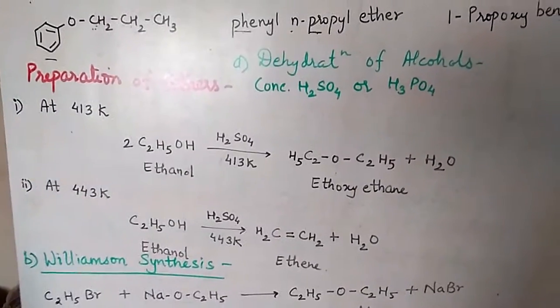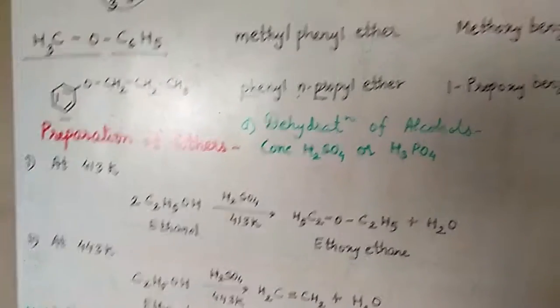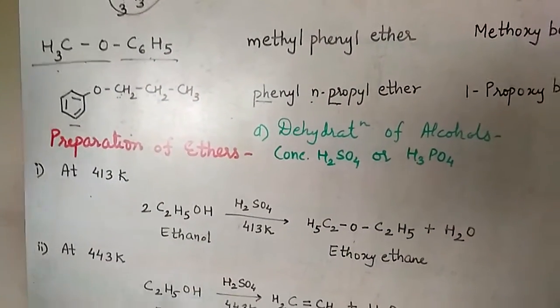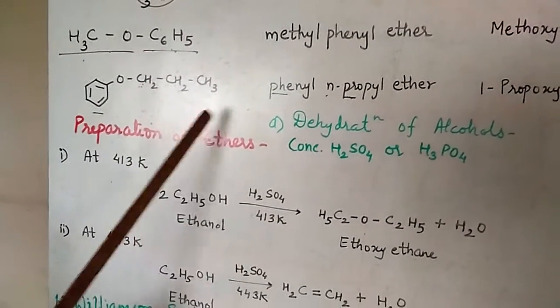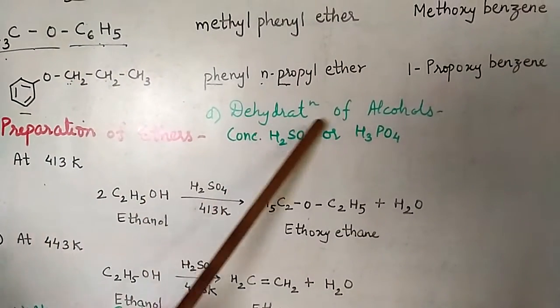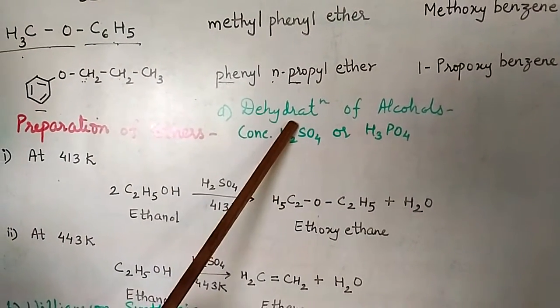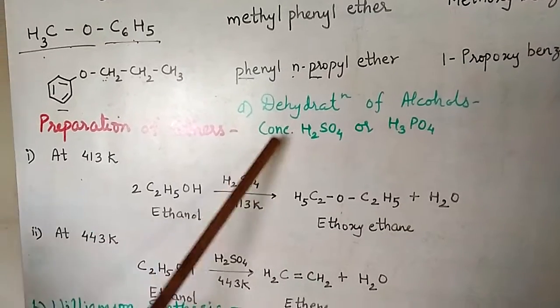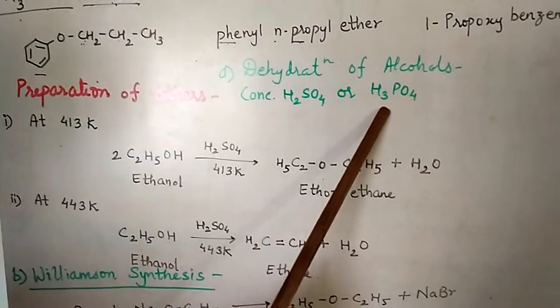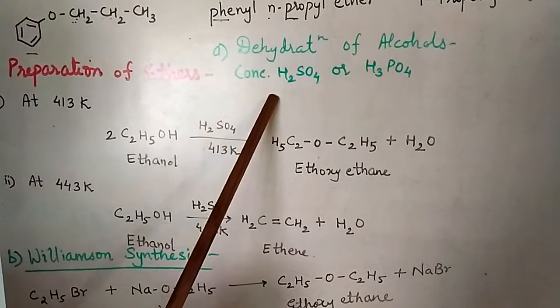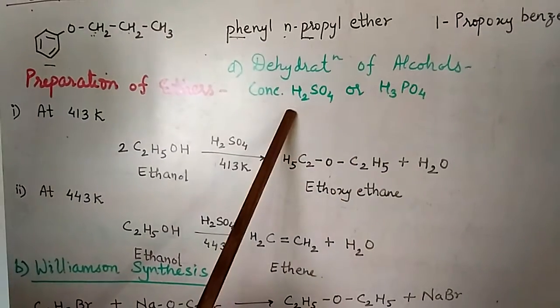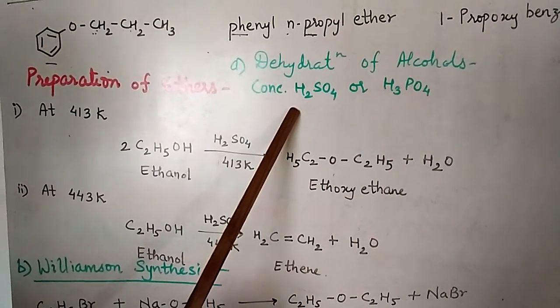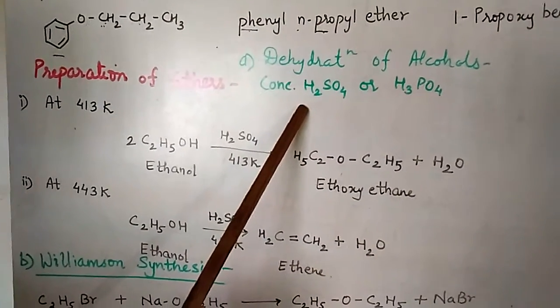Now we'll go for preparation of ethers. Ethers can be prepared by the following methods. The first method is called dehydration of alcohols. Dehydration is removal of H2O from alcohols. What are the reagents required? Of course, concentrated H2SO4 or phosphoric acid. Concentrated H2SO4 or phosphoric acid act as dehydrating agents, so they are used in the reaction.